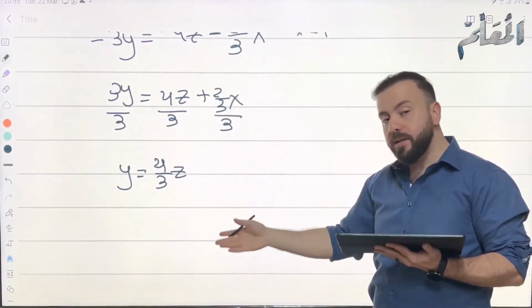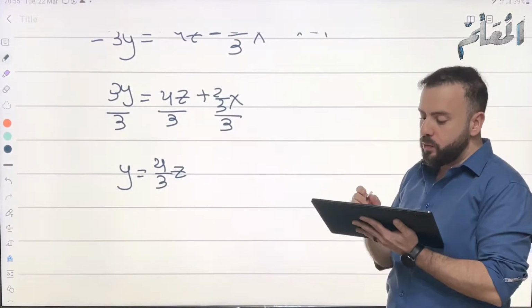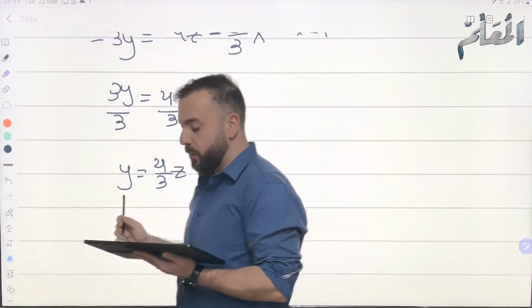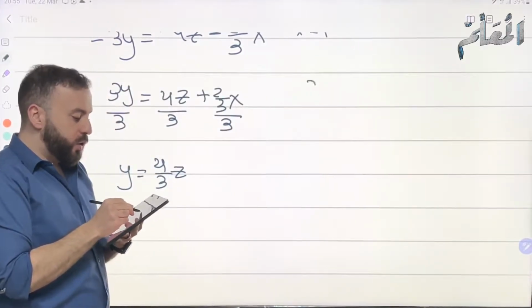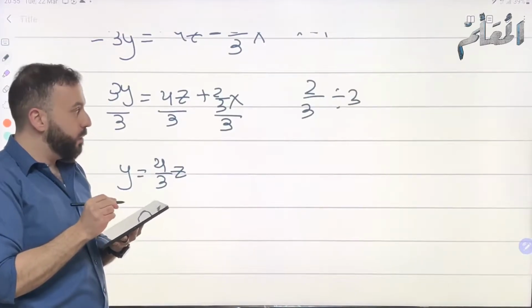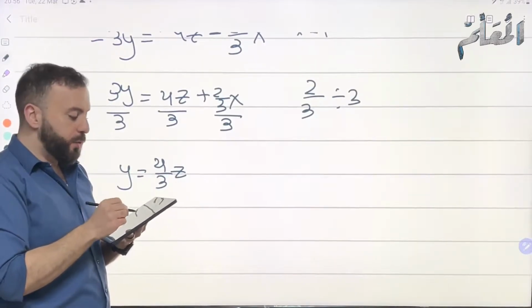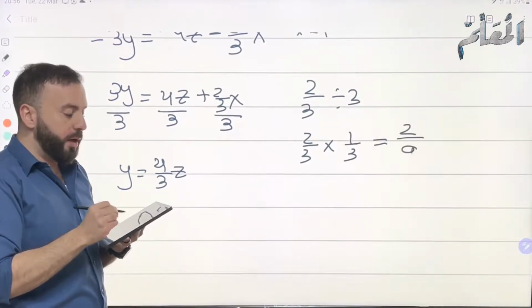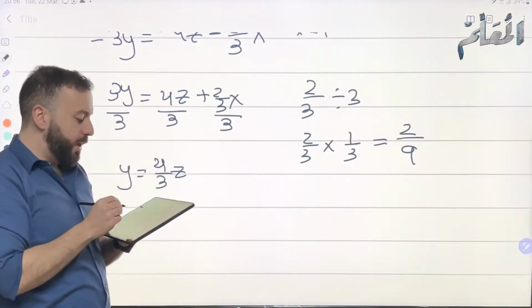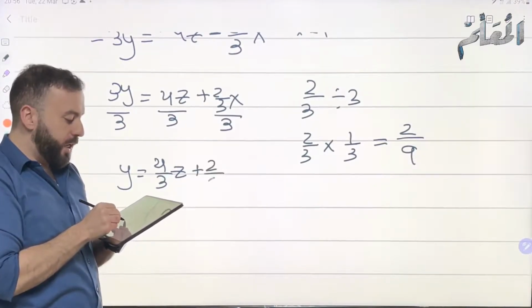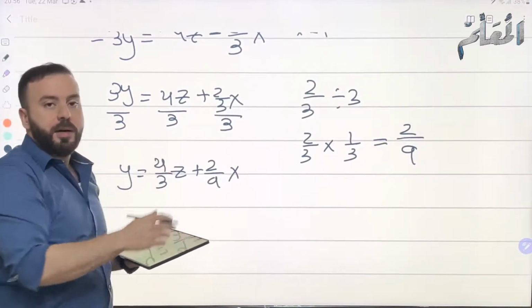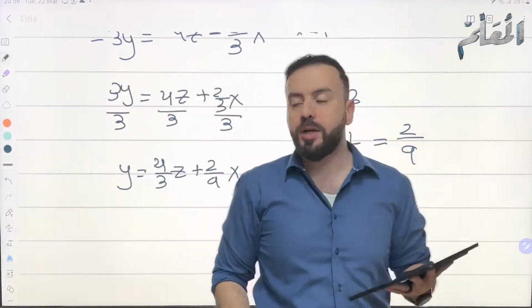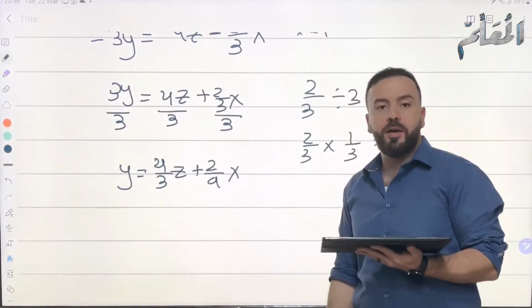You can use a calculator. Other than that, check here with me. It's 2 over 3 divided by 3, right? Which means 2 over 3 multiplied by 1 over 3, and that's equal to 2 over 9. So at the end I get plus 2 over 9x, and that's how I end up making y the subject, and this is the equation in the final form.